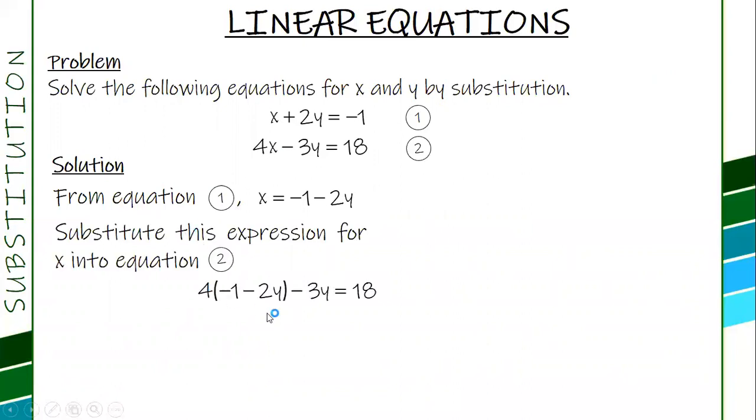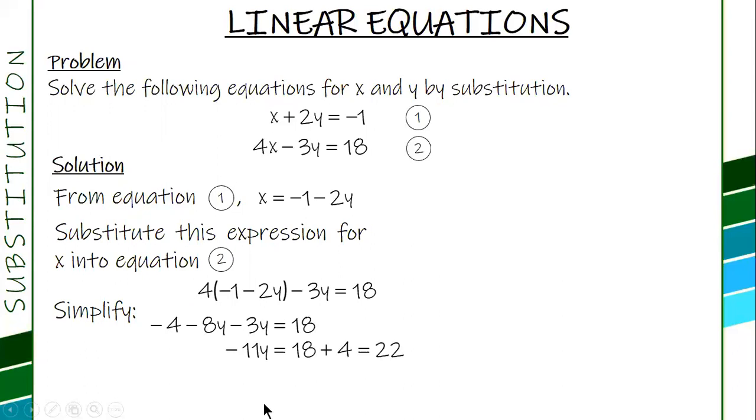We have this. 4, and then substitute ang x. And then, single variable na. Okay. And then just simplify. Simplify meaning you remove the parenthesis, you distribute ang 4, you'll have negative 4 minus 8y minus 3y equals 18. And then combine like terms. So 4, you transpose to the right side. And then combine 8 and 3. We'll have this. And then, y equals 22 over negative 11. You divide sa coefficient. And you'll have y equals negative 2.